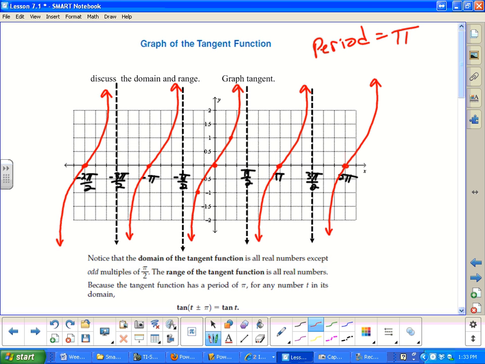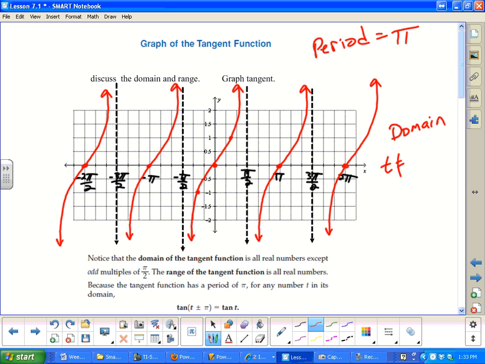So if you look at your unit circle, the top half of your unit circle, the bottom half of the unit circle repeats tangent. Okay. The first and third quadrant are exactly the same for tangent. The second and fourth quadrant are exactly the same for tangent. Okay? All right. So, the domain for tangent.